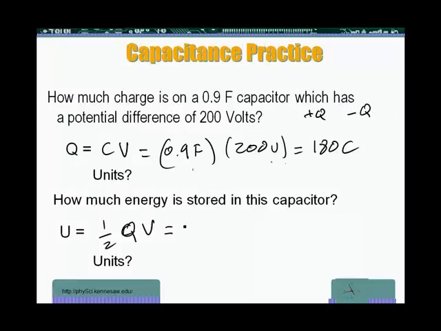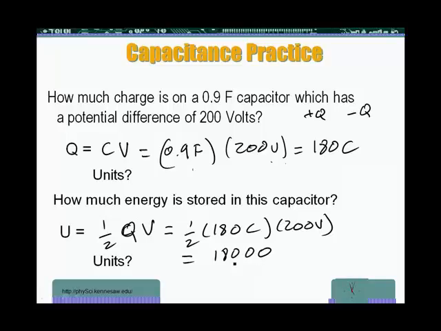One half of QV, so in this case our Q is 180 coulombs. Our V is 200 volts. So it's 180 times 100. So that gives us 18,000 joules, or 18 kilojoules.